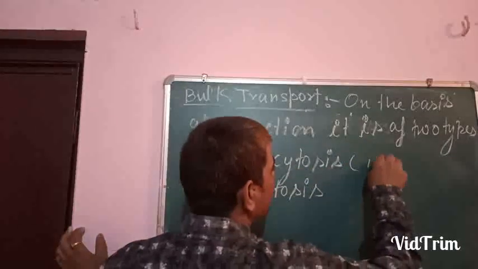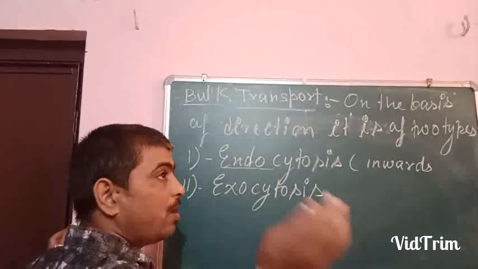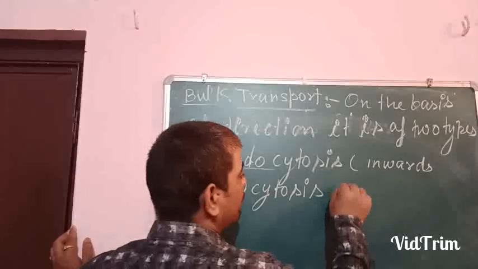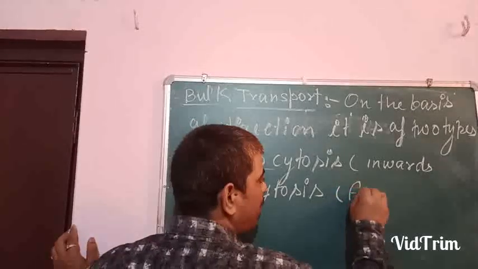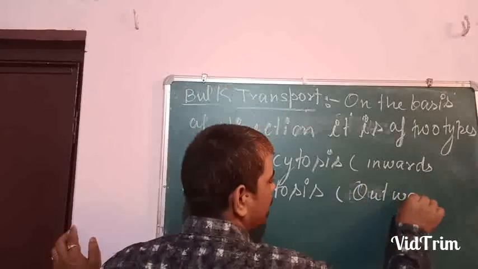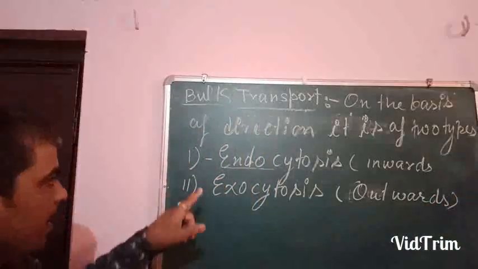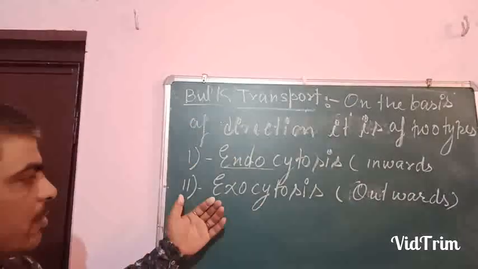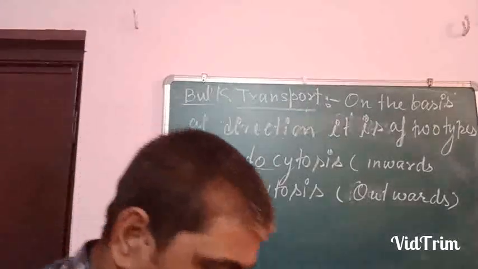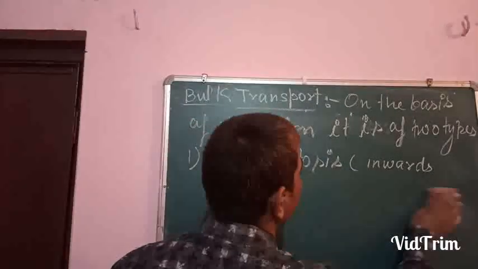Endocytosis means inward movement. Inward movement means from medium to the cell. And exocytosis means outwards, from cell to the medium. Endocytosis is inside and exocytosis is outside the membrane. Okay, so let's study them one by one. Okay, endocytosis.